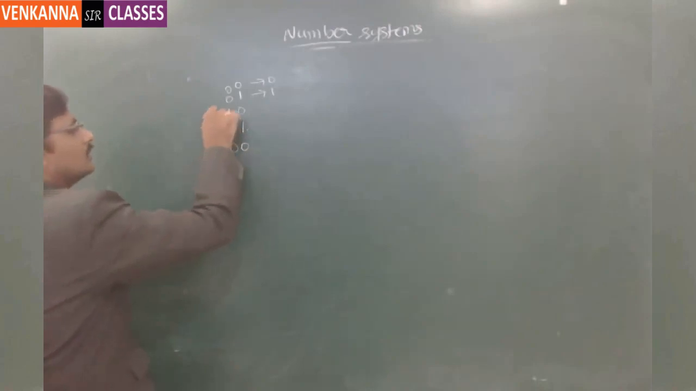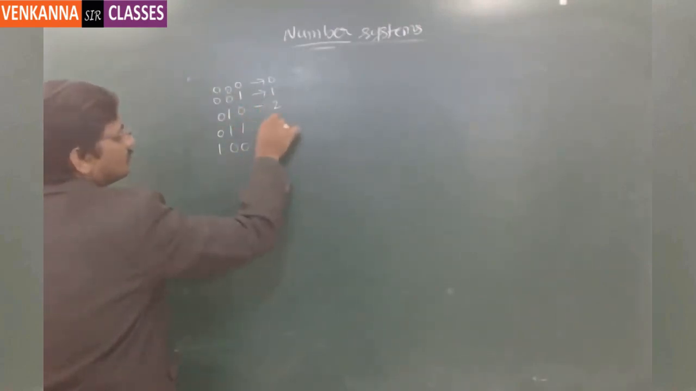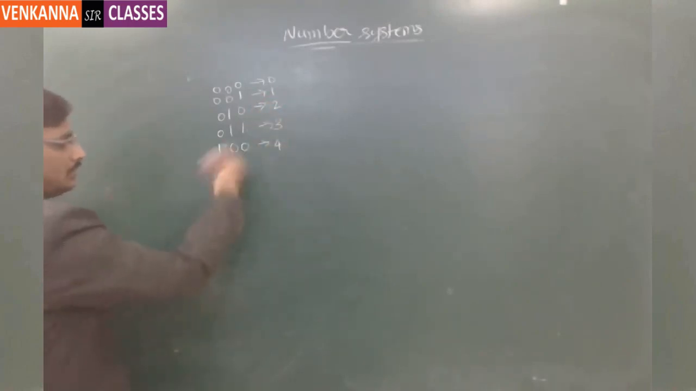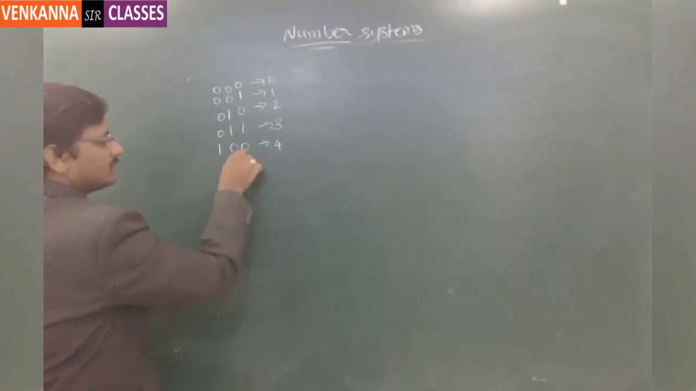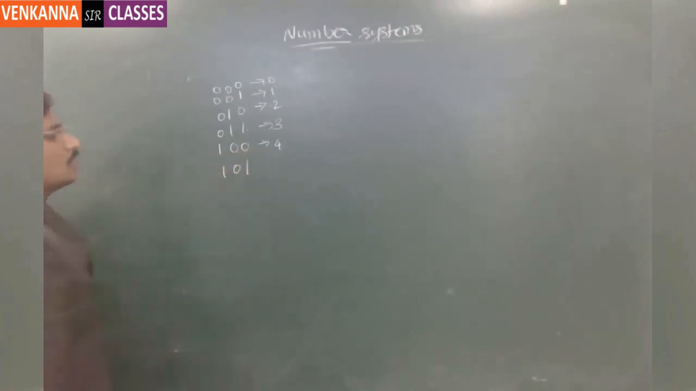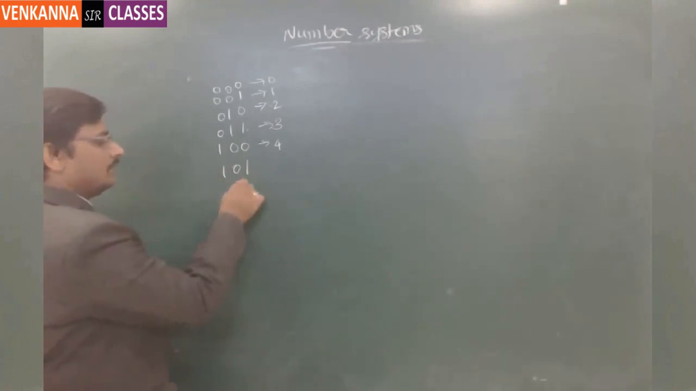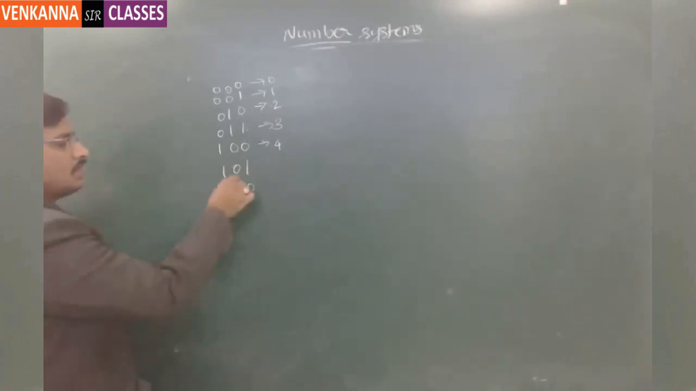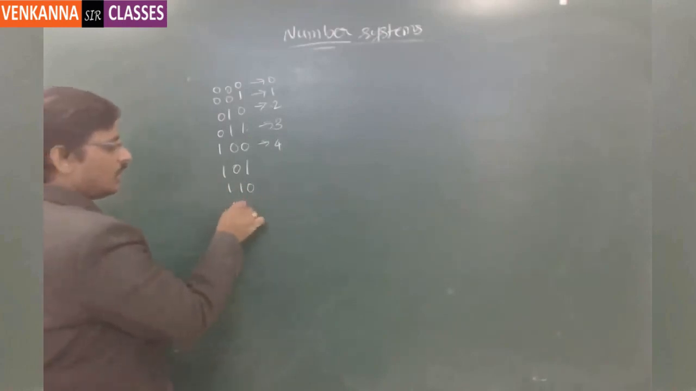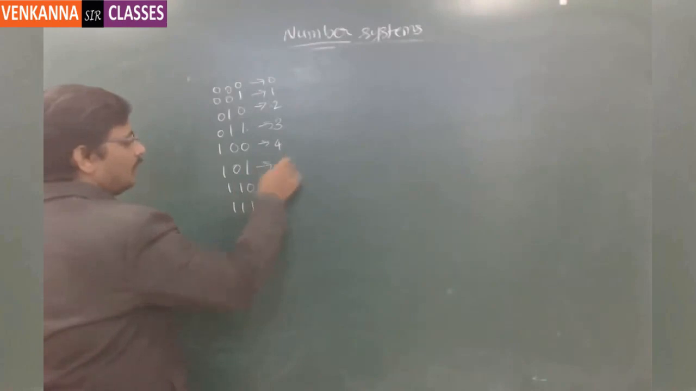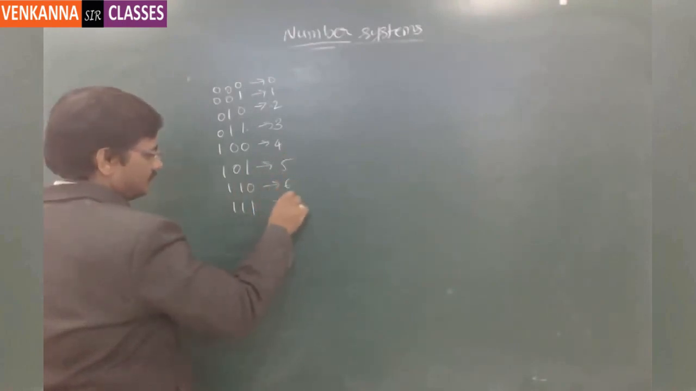So this is 2 and this is 3 and this is 4. Like this, the next number is going to be, you increase this digit to 1 and keep this 1 0 as it is. Now if you want to increase this number again, this is going to be 0 and it has to carry 1 here. So this is 1 1 0. Again I have got 0 here, I can increment to 1. So this is 5 and this is 6 and this is 7.